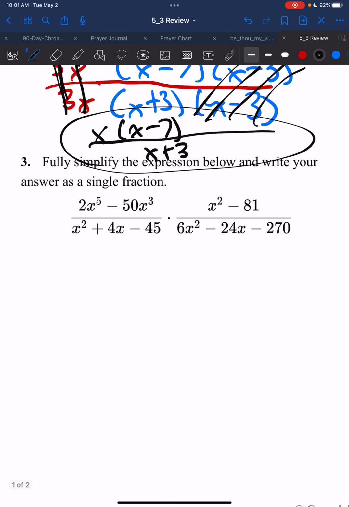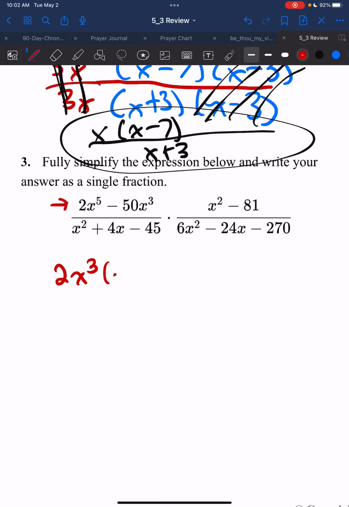Next one, it says fully simplify the expression and write your answer as a single fraction. So all this is going to be is just doing a lot of factoring. So when you multiply, just put it all together as one fraction and cancel out from there. So first thing I got to do on this first one, we're going to bring out 2x to the third. That's what this one has in common.